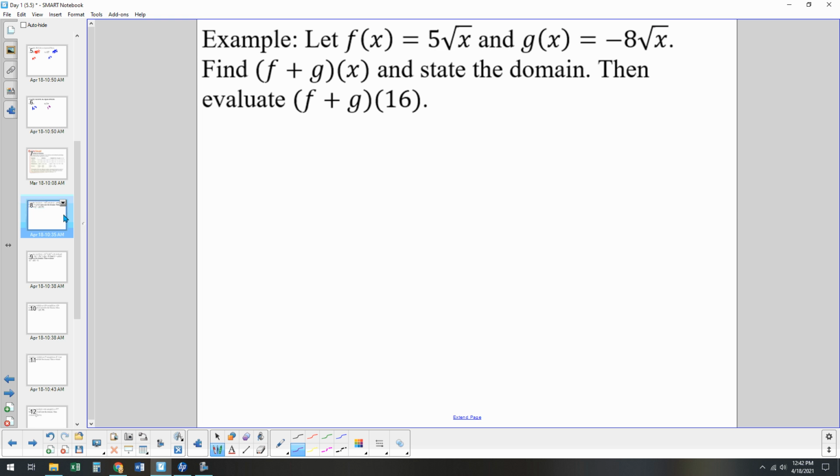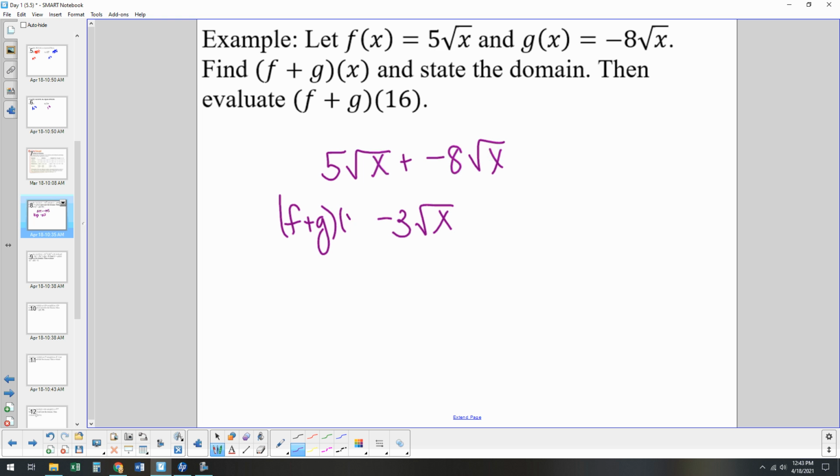So let's look at our first example. We have f of x equals 5 times the square root of x, and g of x equals -8 times the square root of x. I want to find f plus g of x, and then I'll state the domain. So f plus g of x really means f of x plus g of x. So that's 5 radical x plus -8 radical x. So together, if I treat the radical x as my variable, then 5 plus -8 is -3 radical x. So f plus g of x equals -3 times the square root of x.